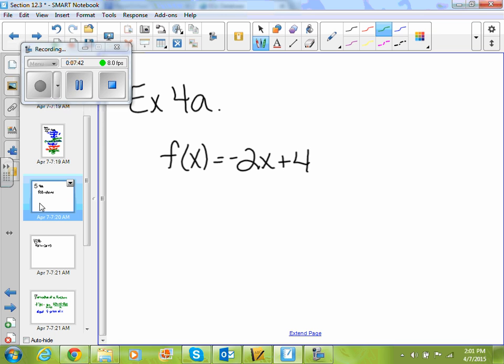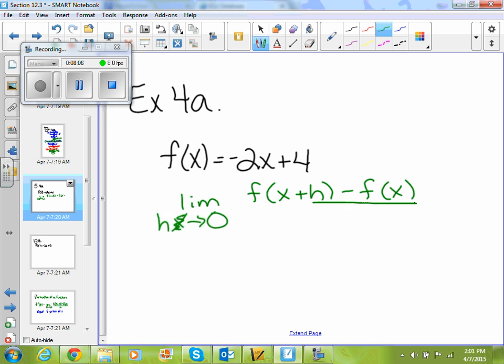Right, and we're going to do the same thing, except this time it doesn't give us a point, so we have to find our f of x plus h and our f of x separately. So I'm still finding my derivative, or my limit, as h approaches 0 of f of x plus h minus f of x, all divided by h.